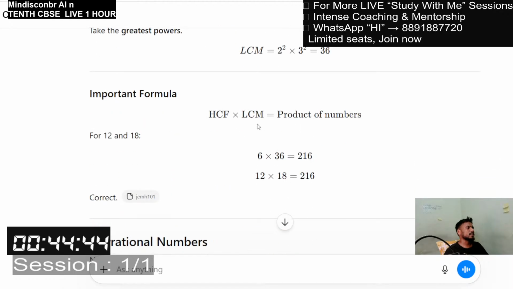Important formula: HCF into LCM is equal to the product of the numbers. Very important. Many previous year questions have been asked from this area. For example, 12 and 18: 6 into 36. 6 was HCF and 36 was LCM, and the product is 216. And multiplying 12 into 18 also, we get 216.